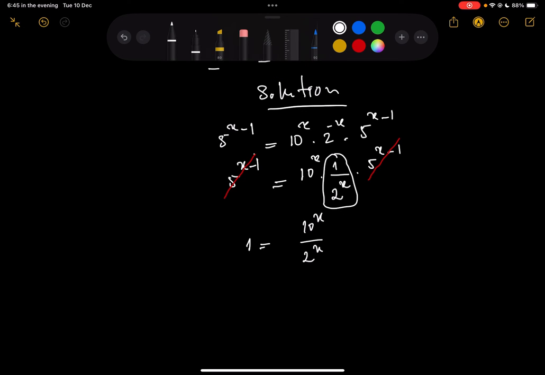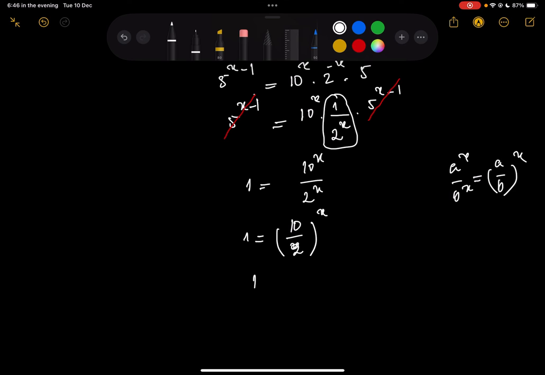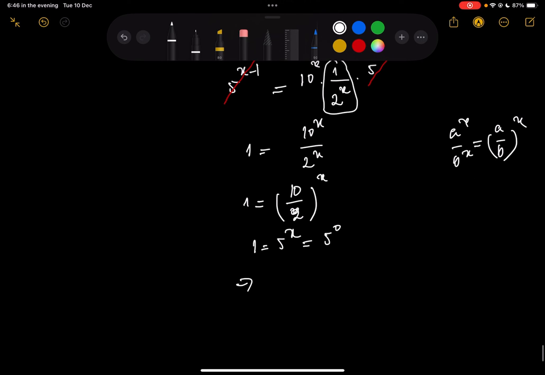So we have the property and rule of the exponential equation: a^x over b^x is equal to (a over b)^x. Now we apply this rule to the upper equation. Now we can get 1 equals (10 over 2)^x. So we can get 1 equals 5^x, and 1 will be equal to 5^0. That means we can get x equal to 0. Alright, this is the answer.